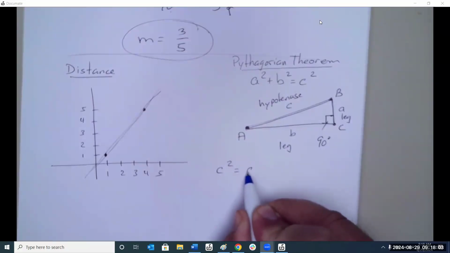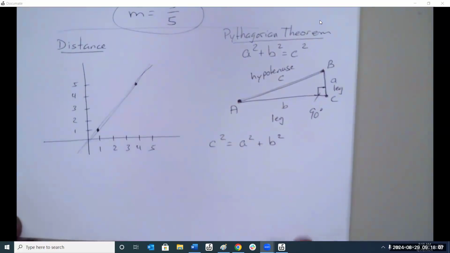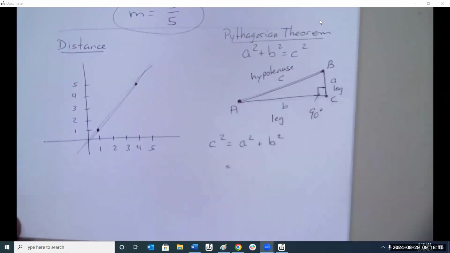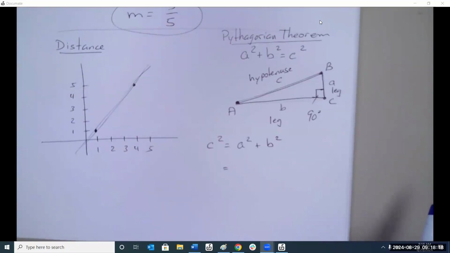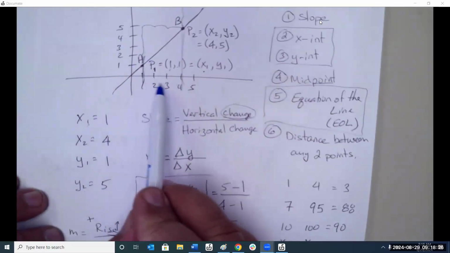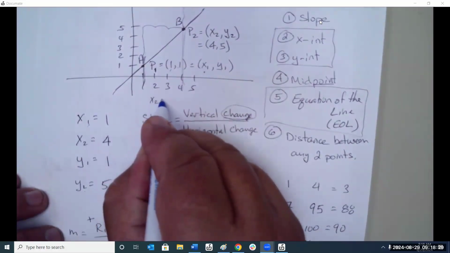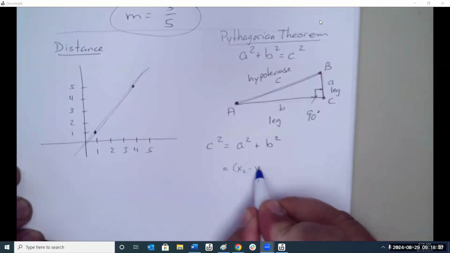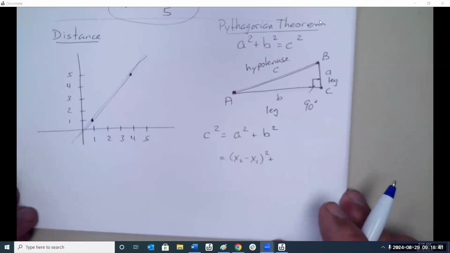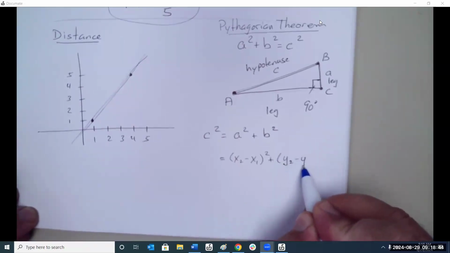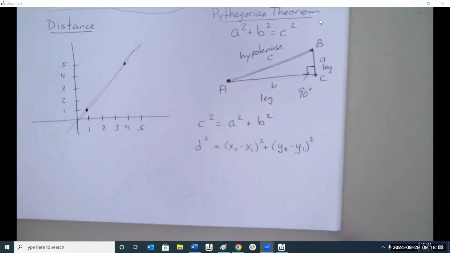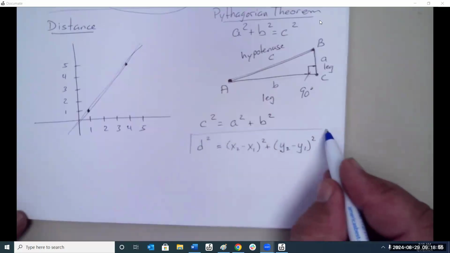So I have this equation. Let's just do it for, how do we know the distance between two numbers on the horizontal axis? How did we do it a second ago? How do we find out how far it is from 1 to 4? Yeah, we took the second number minus the first. So A represents x2 minus x1 squared. B is vertical, y2 minus y1 squared. And C is the distance between A and B.